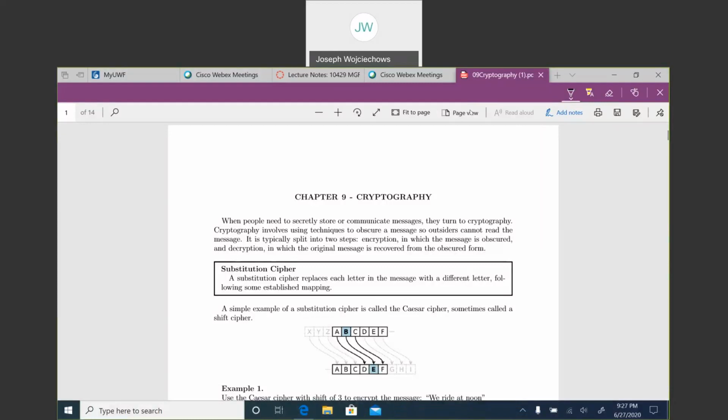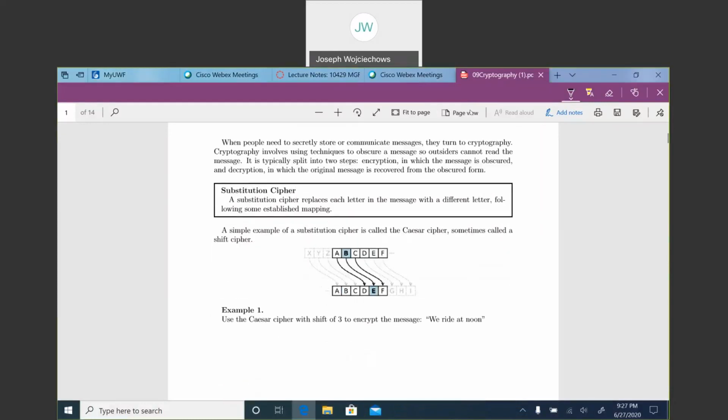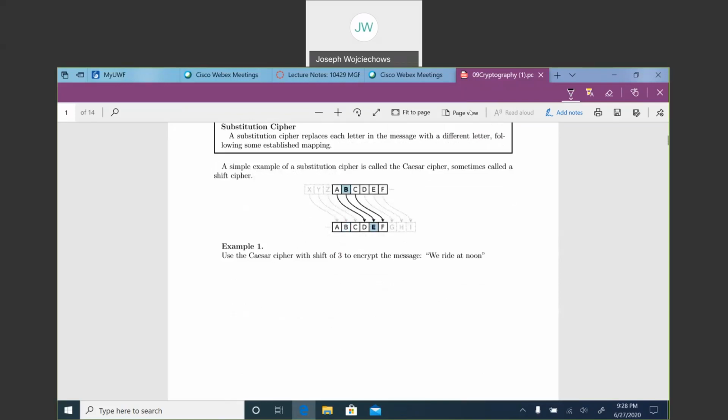Okay, today we're going to talk about cryptography. The first thing we're going to look at is something called the substitution cipher. A substitution cipher replaces each letter in a message with a different letter, following some established mapping. A simple example of a substitution cipher is called the Caesar cipher, or sometimes a shift cipher. Essentially what we do is we move the alphabet so many letters for each letter.